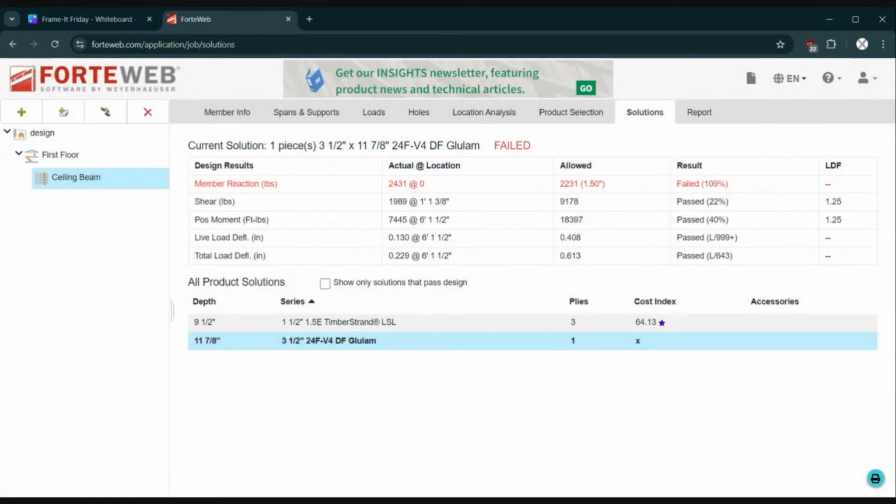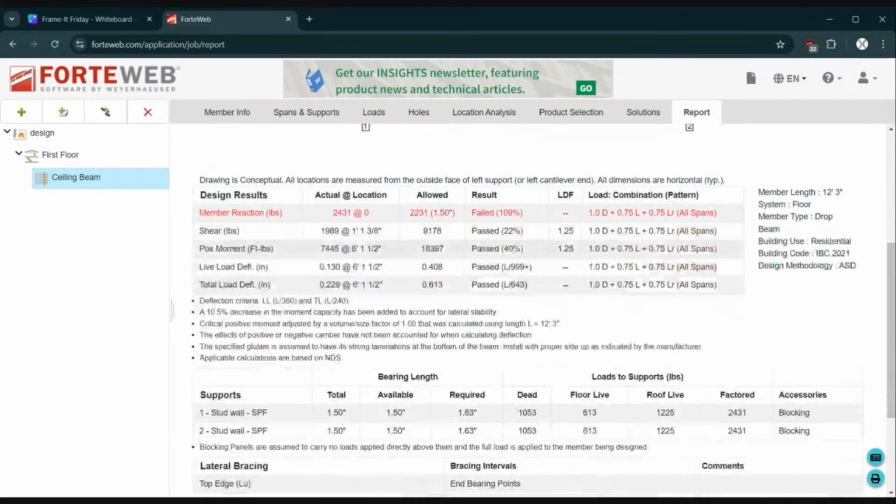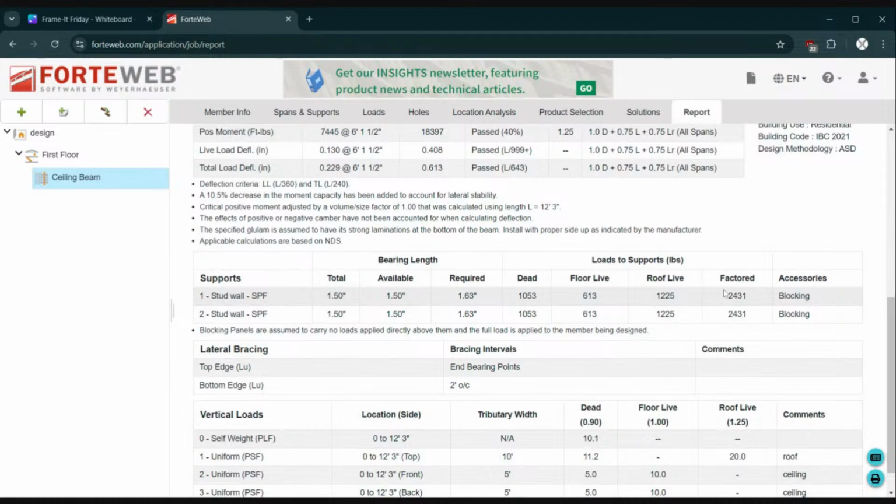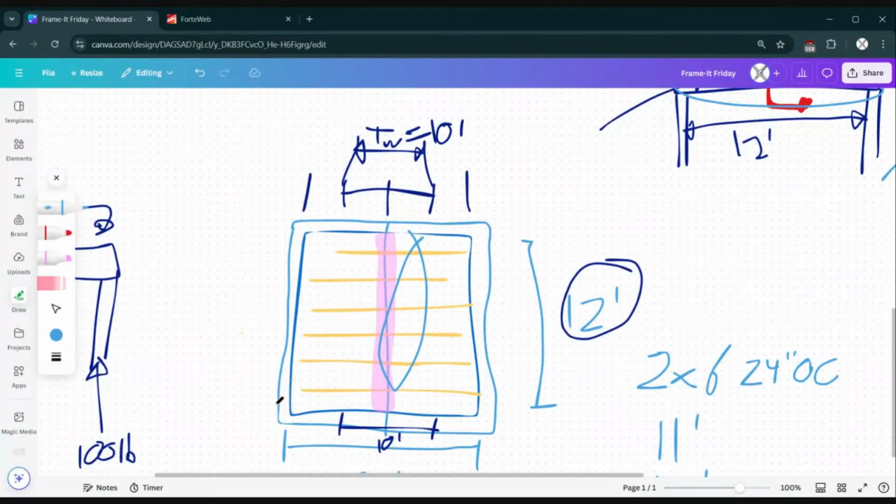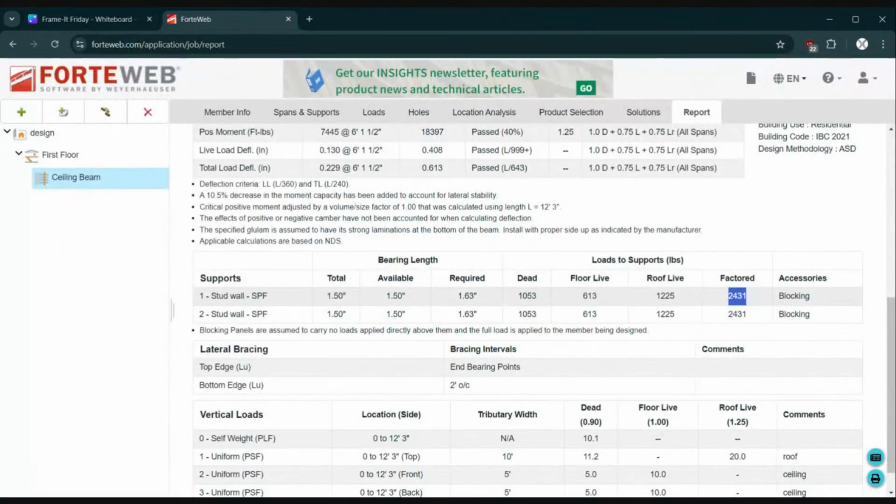And what this means is that there's so much weight on the end of the beam, which, if we go to the report, it says, here's the totals. Okay, so the dead load, floor load, and roof live load, and the total factored load is 2,400 pounds. Okay, so we built a house that's 20 feet by 12 feet. We put a 12-foot beam right in the middle, and the weight on each end of that beam is 2,400 pounds. Okay, so don't stick your finger underneath there. That is not going to feel good.